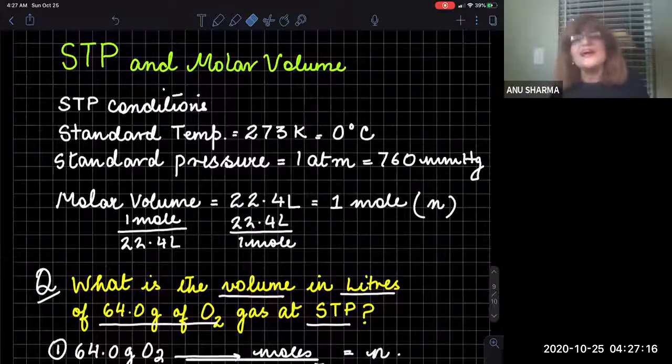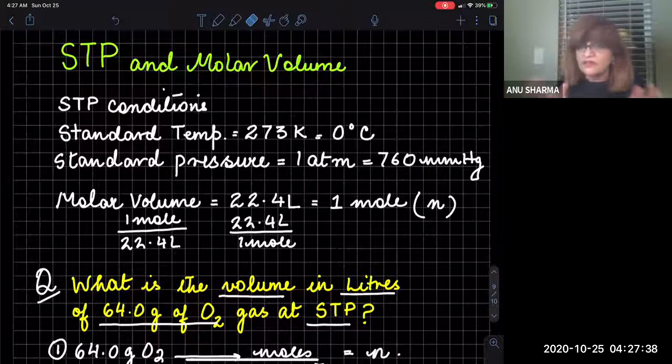Hi guys. Okay, so let's look at the STP conditions, which is basically the standard temperature and pressure conditions and the molar volume. So what is a standard temperature? It is a certain value, that is the temperature at which the water freezes, 0 degrees Celsius, and that's 273 K. So normally we use 273 K.